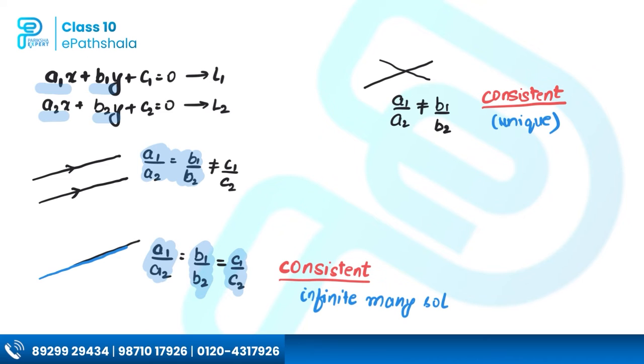But in this case, where the lines are parallel, what is going to happen? The situation will be inconsistent because we are getting no solution. In this case, we can also call it no solution. I hope the concept is clear. Let us apply these concepts with a few questions.